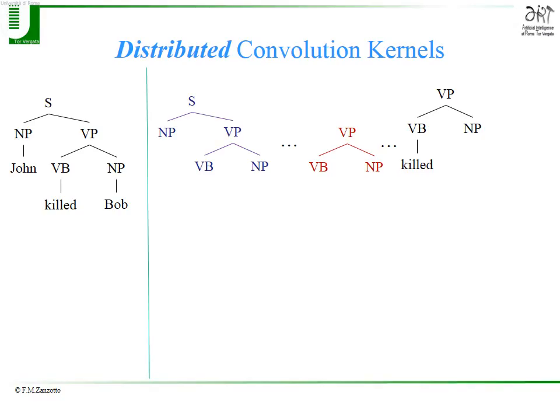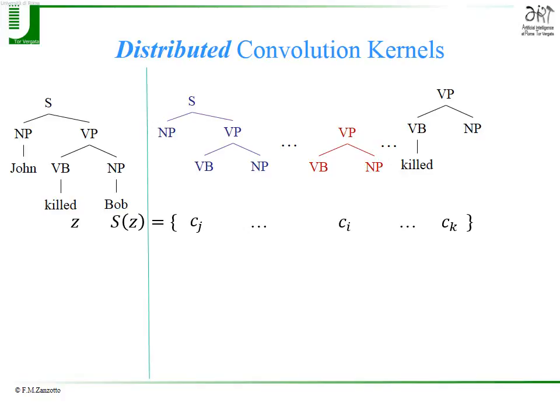Now, let's see in more detail what we exactly expect from these distributed convolution kernels. Let's give names to the substructures and the structure. The structure is Z, and the substructures are C, Cj, Ci, Ck. S of Z is the set of all the substructures that we want to activate in the feature space given the structure Z.